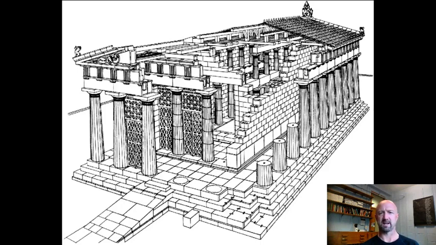And then you can also get a sense of the way it's constructed with other columns holding up the roof and the inner cella, or interior, very religious chamber being closed off from the external part of the temple itself.